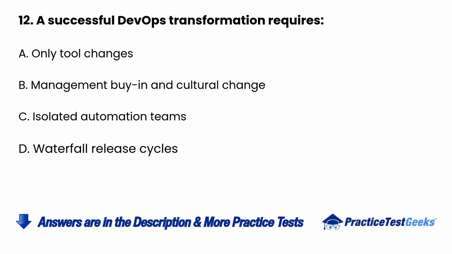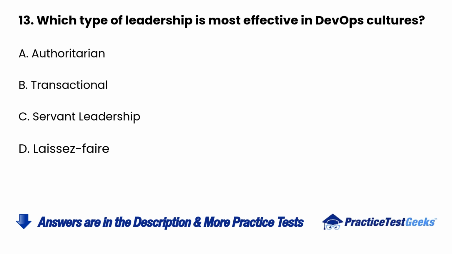12. A successful DevOps transformation requires A. Only tool changes. B. Management buy-in and cultural change. C. Isolated automation teams. D. Waterfall release cycles.